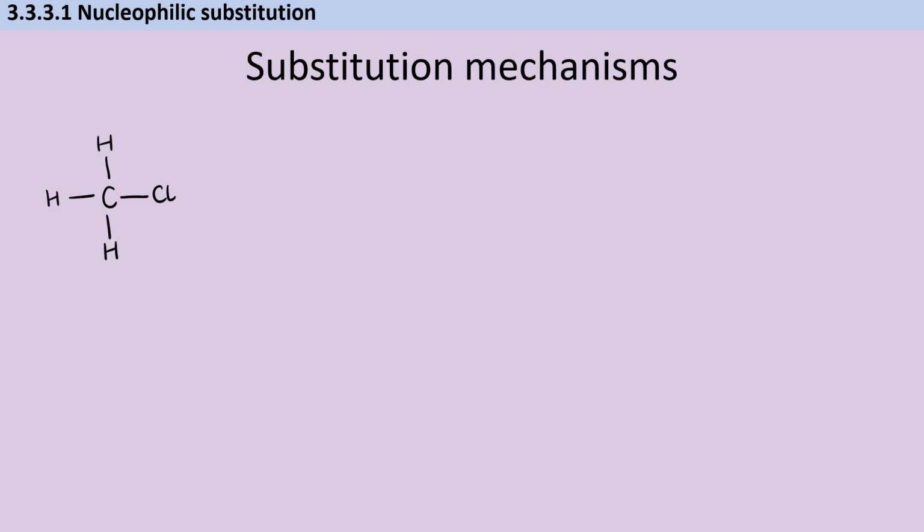Now we're going to move on to substitution with cyanide ions. So again, here's a halogenoalkane. Pause the video and write down what you think it's called. If you said chloromethane, then you're right.